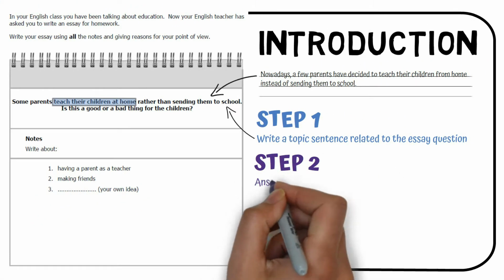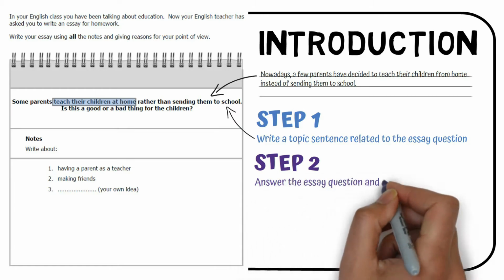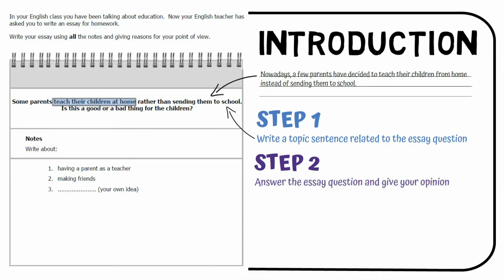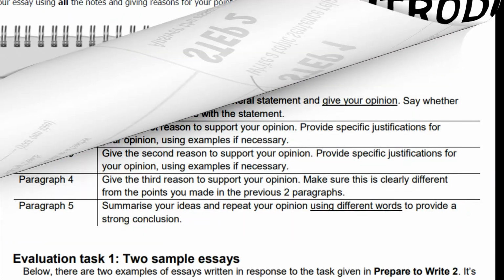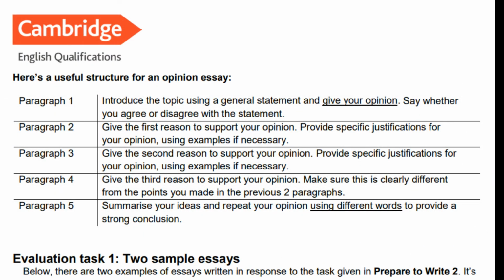Step 2. You need to answer the essay question and give your opinion. The reason why I suggest including your opinion in the introduction is because on the Cambridge website, in their self-study guide, they clearly recommend for a B2 opinion essay in paragraph 1, give your opinion. If Cambridge are recommending to do this, then it's probably a good idea to follow their recommendation.